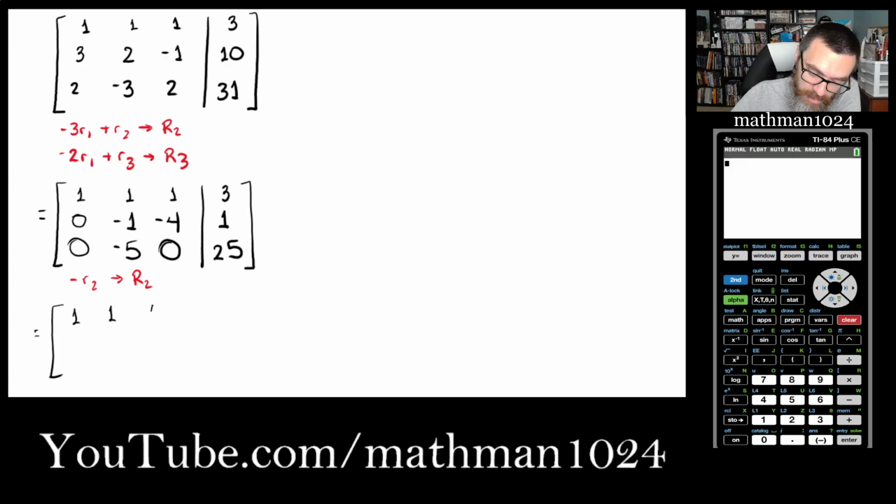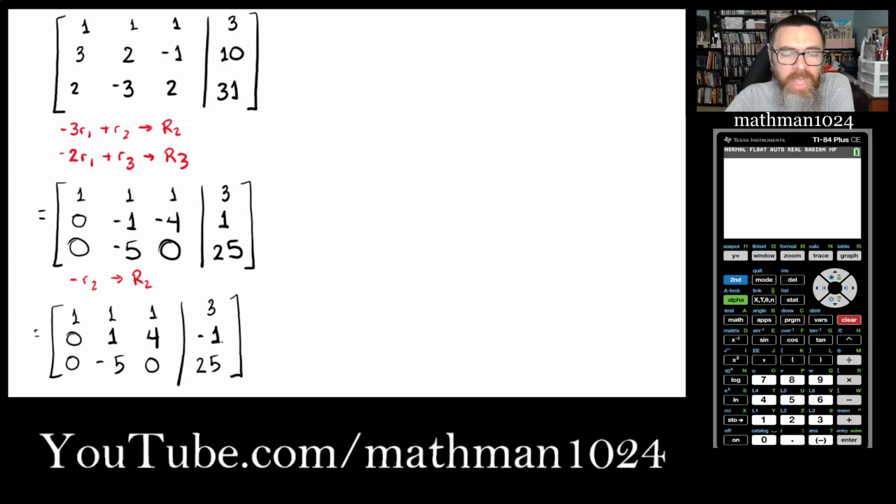All right, so the first row and the last row do not change. But the second row becomes 0, positive 1, positive 4, negative 1. And now going to that row echelon form, we want to get a 0 underneath this next leading 1, turn that into a 0. And we'll do that by doing 5 times row 2 plus row 3, and we're going to replace that into row 3.